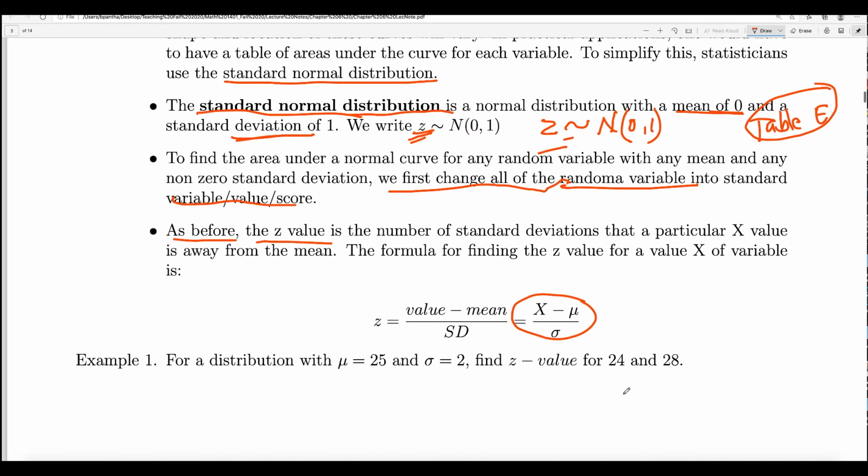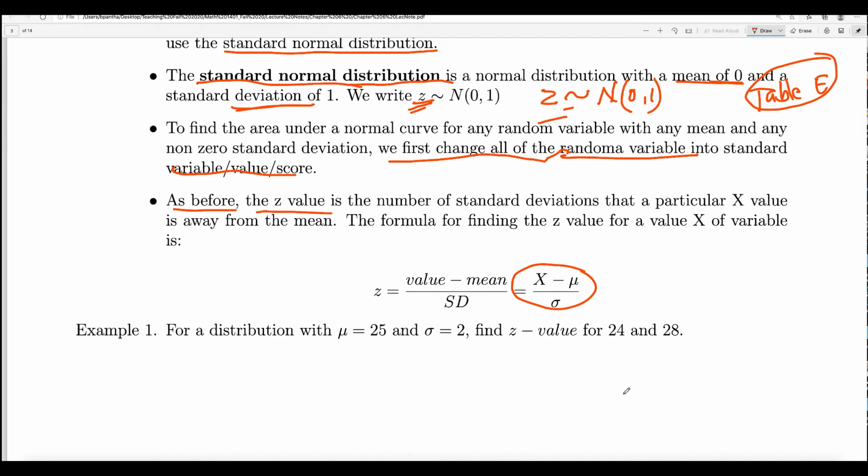Let us see example number 1. For a distribution with mean mu equal to 25 and sigma equal to 2, find the g value for 24. So x equals 24 is given, and you need to find the g value for this x. What is the formula? g equals x minus mu over sigma. Mu is 25, sigma is 2, so g is 24 minus 25 over 2. That is negative 1/2, that is negative 0.5.